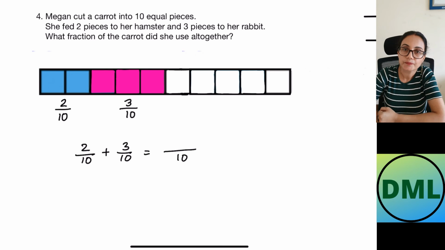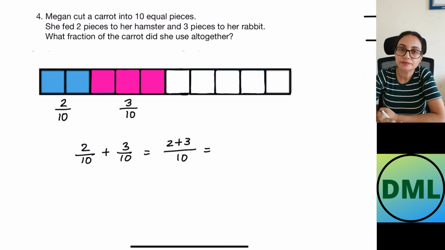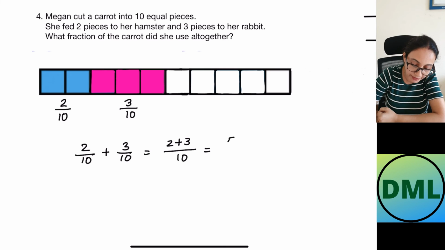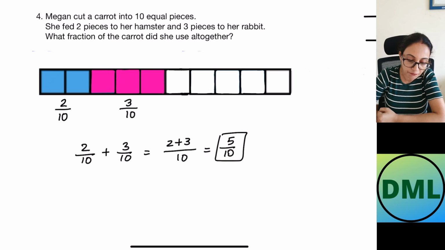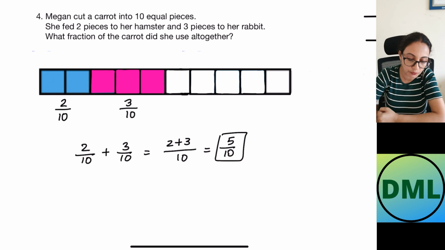I have to add my numerators. Let's write it here. That will be 2 plus 3. That will be how much? 2 plus 3 is how much? 5, right? So 5 by 10. That will be your answer. That means out of 10 parts, she fed a total of 5 parts to her hamster and rabbit. So 5 by 10 will be your answer. She fed it all together to her hamster and rabbit.